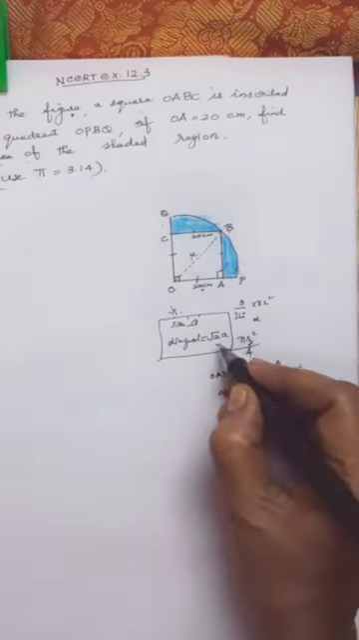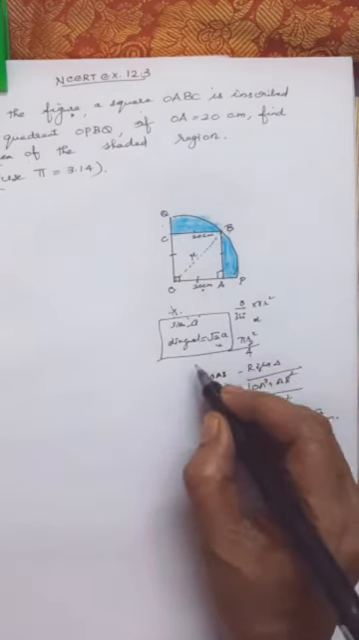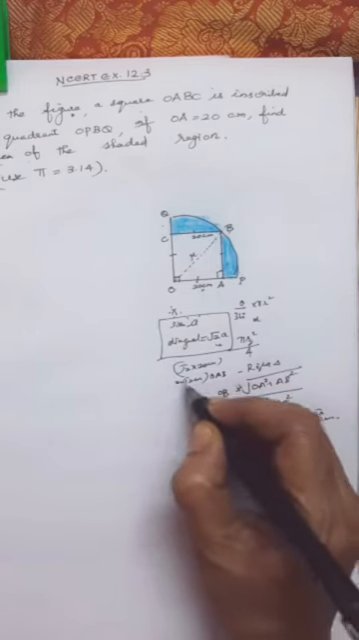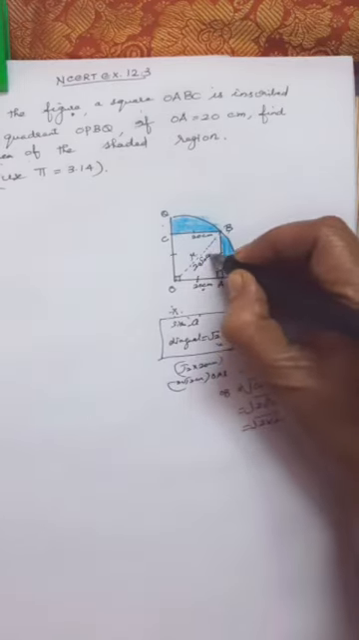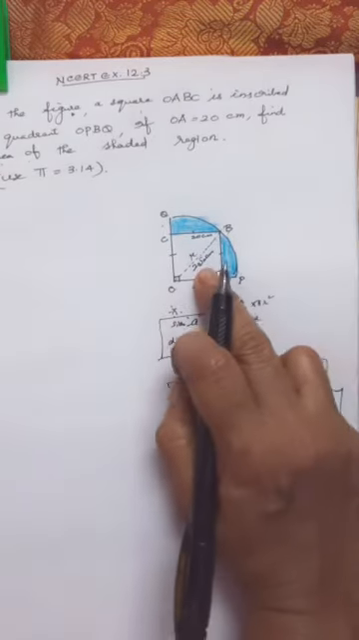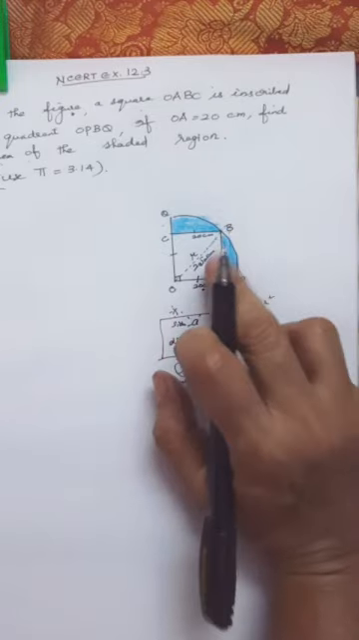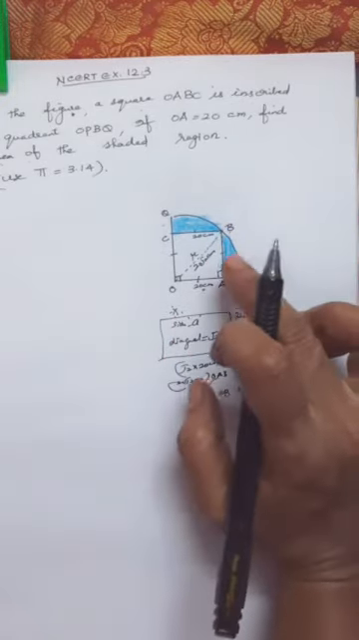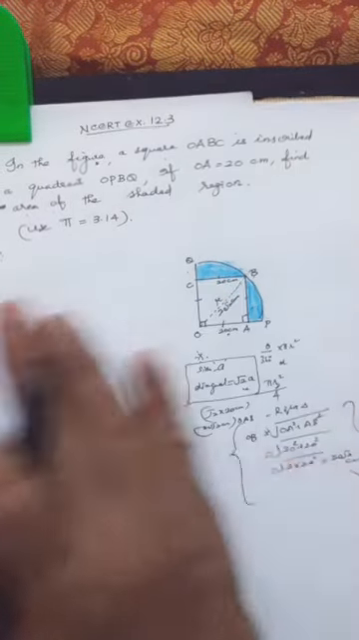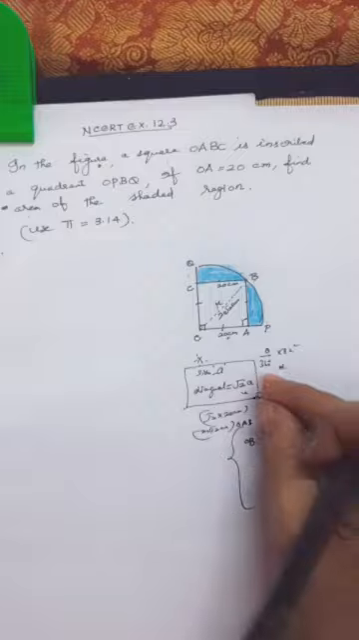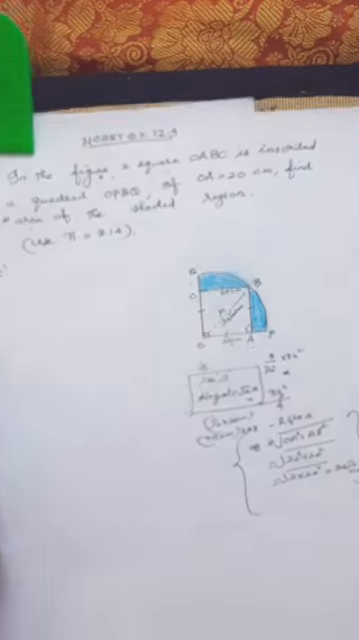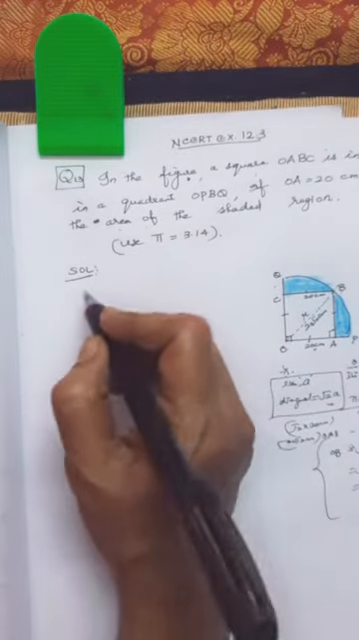Or directly, if you recall the formula, root 2 into a, where a is 20 centimeter, so 20 root 2 centimeter. Like this, by making use of previous knowledge, you can easily find out the diagonal of the square. The diagonal of the square is nothing but the radius of the quadrant. Now the radius is also known, so the way is clear. Now we can substitute the values in the formula and find out the area of the shaded region. Shall we commence with the solution?